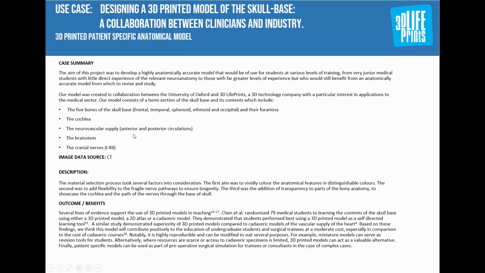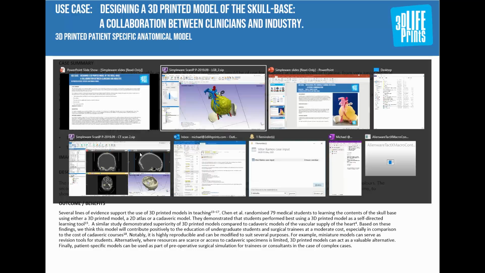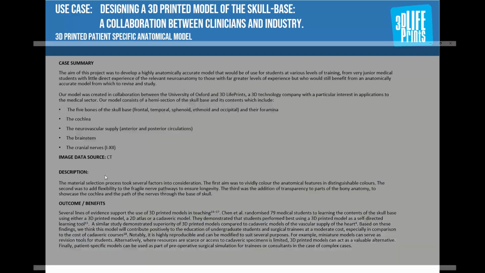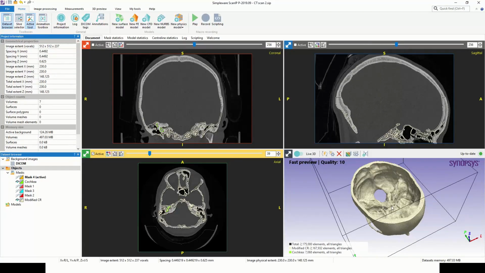The focus for this particular model was the base of skull and the 5 bones of the skull, as are listed here. Also important was the cochlea, as we could pull that from the CT scan that this model originated as, and specifically the cranial nerves. So the cranial nerves and their travel through the base of skull was the main goal from this model. So the basis of this model began in Simpleware once again.